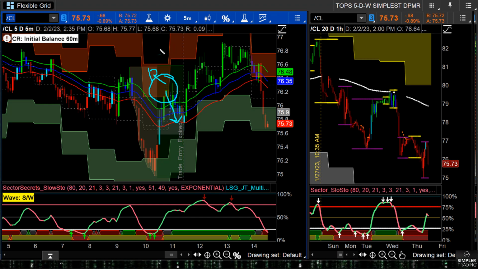Resistance. What is resistance? Sellers. What are sellers creating? Sellers are supply. So resistance are sellers. Sellers are supply. And that's where we get that ceiling.